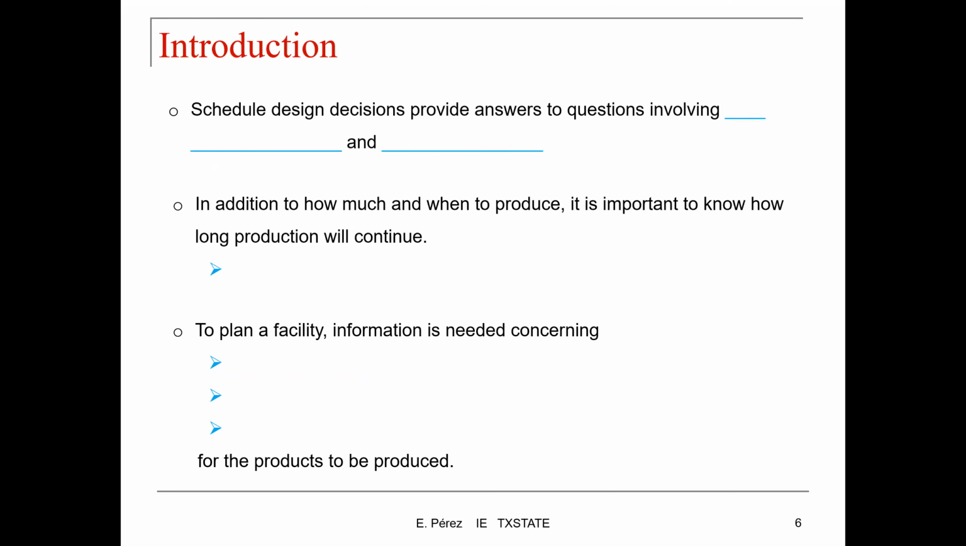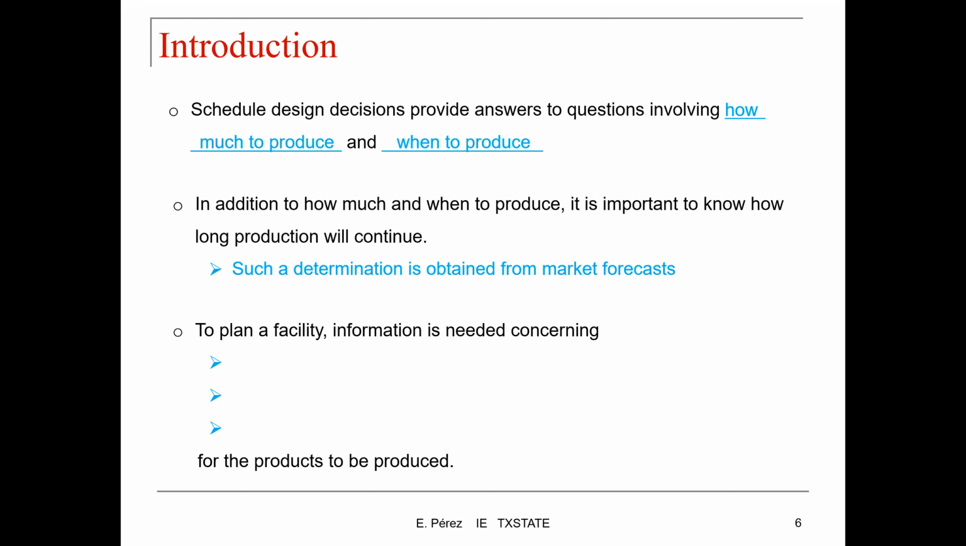Schedule design decisions provide answers to questions involving how much to produce and when to produce. In addition to how much and when to produce, it's important to know how long production will continue. Such a determination is obtained from market forecasts. The market forecasts are relevant and important for such decisions because we will need to plan for production in the future.